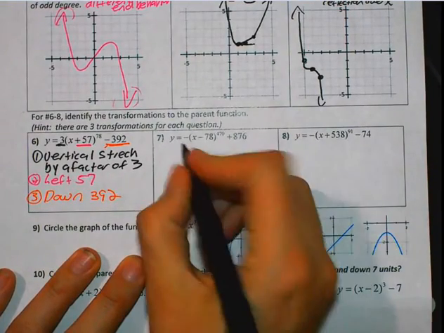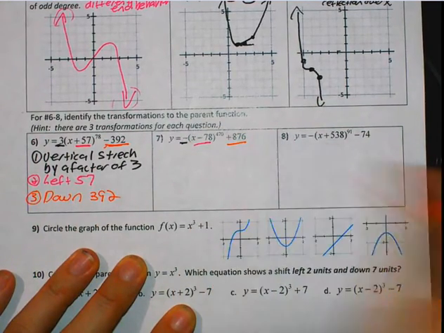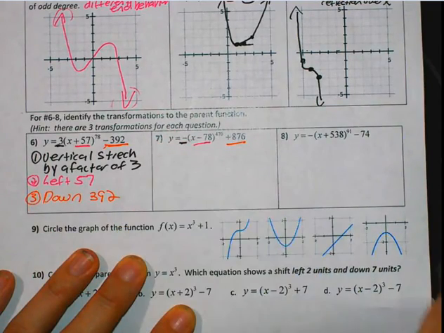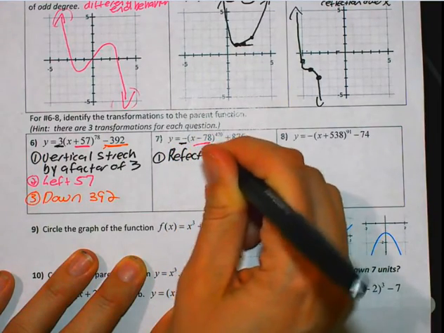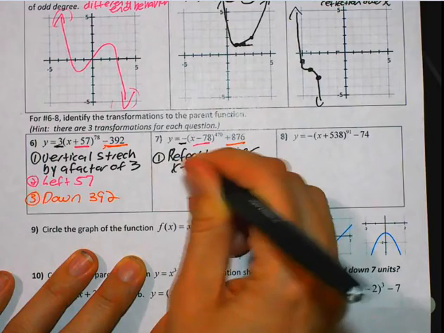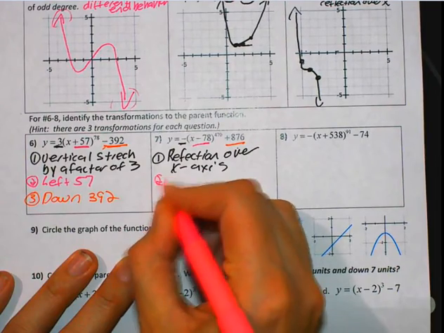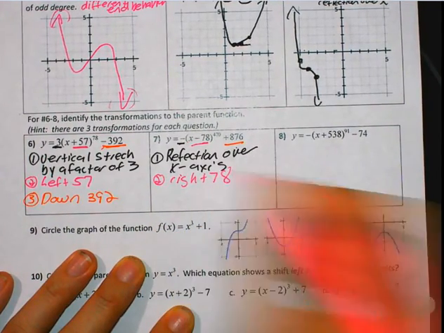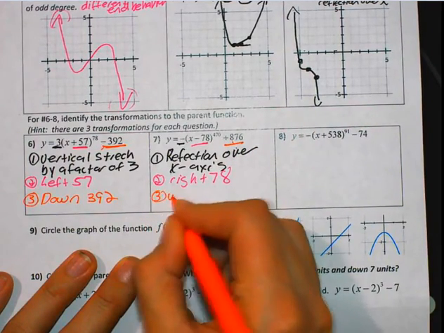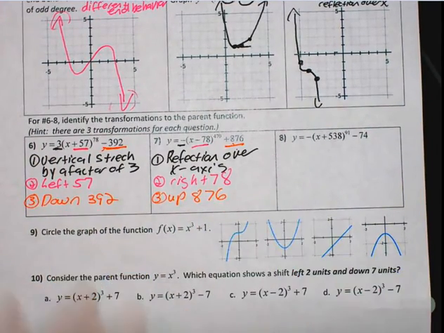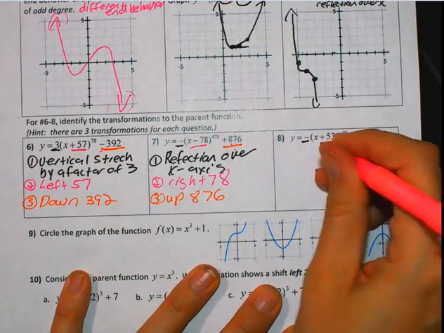So again, I have a transformation here, here, and here. So the first one is a flip or reflection over the x-axis. Negative 78 means to the right 78. And then the positive 876 means up 876.